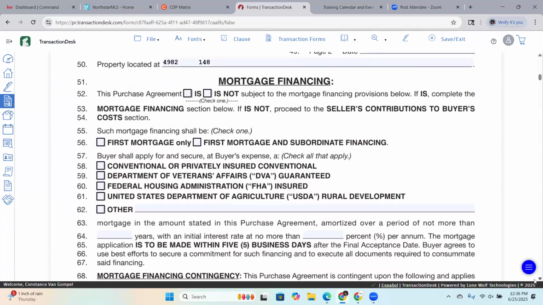Purchase agreement is or is not subject to mortgage financing. If you are working with a lender, it's always going to be yes. If it's a 100% cash sale, it will be is not. And then if it is a mortgage, is it a first mortgage and subordinate financing? That means they're getting help from one of the programs throughout the state of Minnesota. Buyers shall apply for resources if they have to apply for them. They have conventional, are they doing a VA, are they doing FHA? Those are the 3 that are normally done.